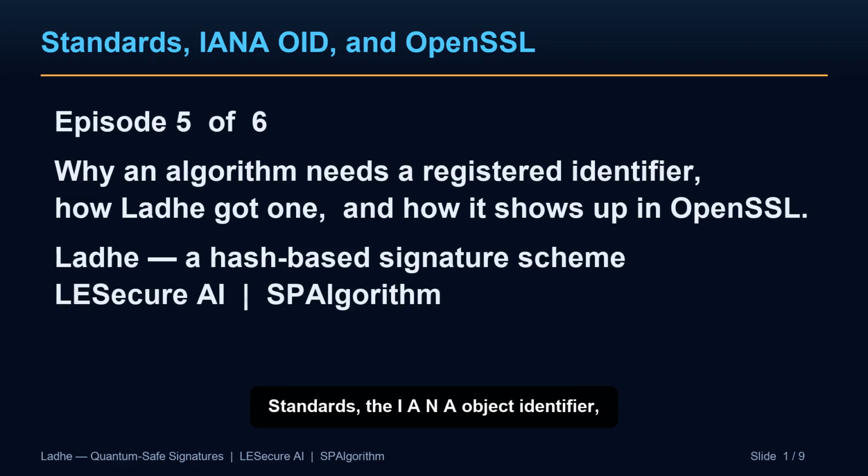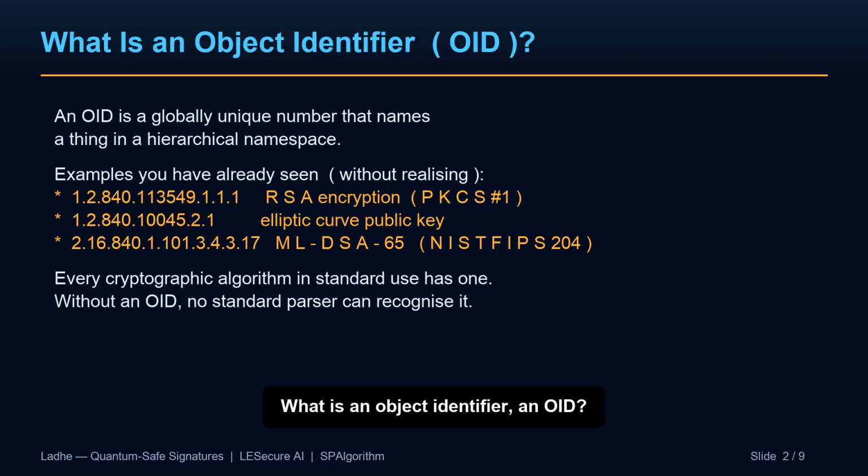Episode 5: Standards, the IANA Object Identifier, and the OpenSSL Walkthrough. Today we look at why an algorithm needs a registered identifier, how LAD got one, and how it shows up in OpenSSL. What is an object identifier?